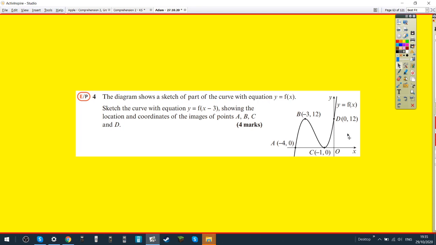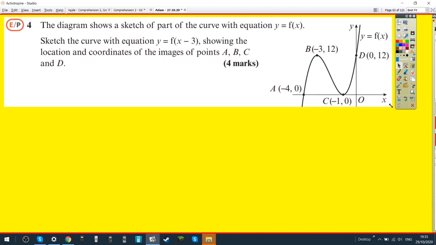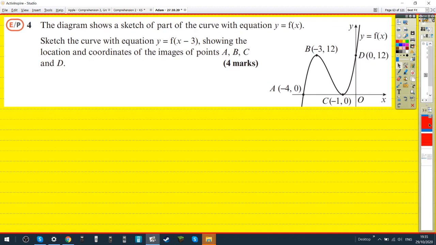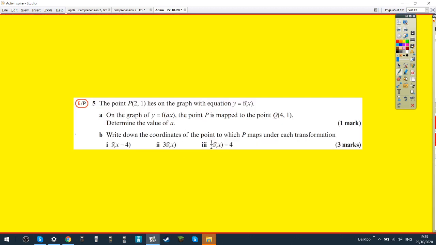Let's see. How about this one? Okay. So A would be -1, 0. Yep, you'll be fine for the rest of those. You just add 3 to all the x's.